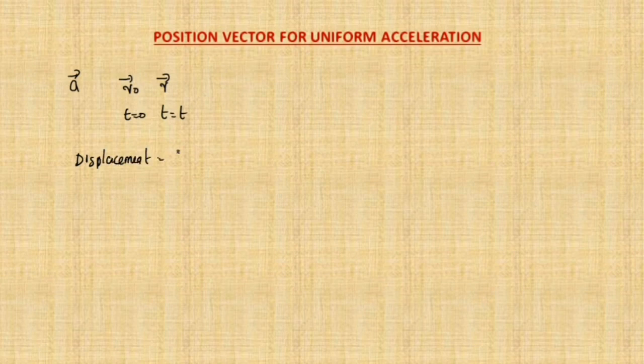Now let's discuss the position vector for uniform acceleration. Here also, we are discussing motion in a plane. Consider a particle moving with a uniform acceleration A vector. Let R0 vector and R vector be the position vectors when the time is equal to 0 and when time is equal to t. R0 is the initial position vector and R is the final position vector. How can we write the displacement? Displacement is equal to average velocity into time interval.